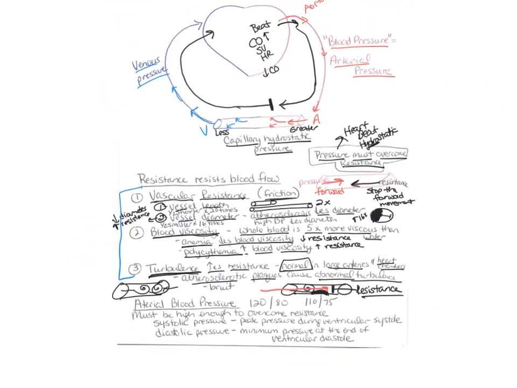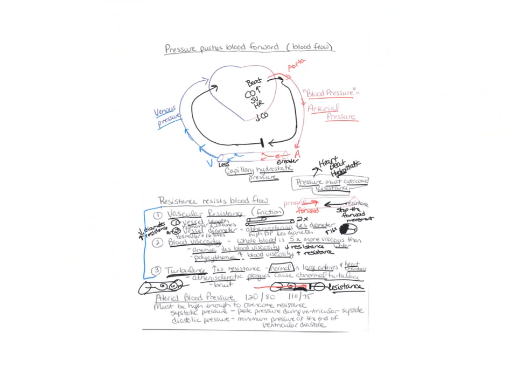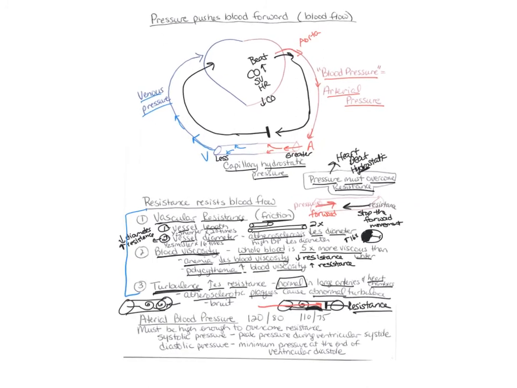So let's look at some cardiovascular pressures. Now, when the heart beats and blood moves out into the aorta, the blood pressure at the aorta is going to be about 120 millimeters of mercury.